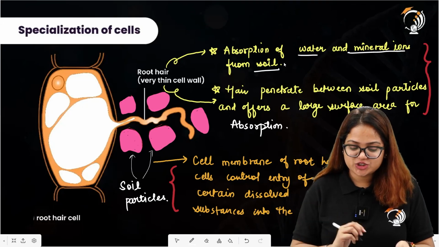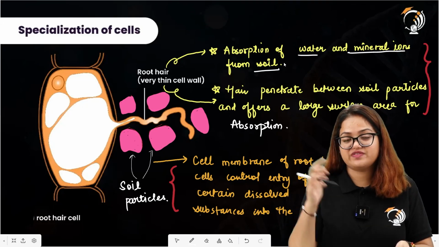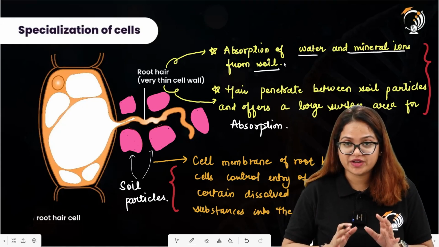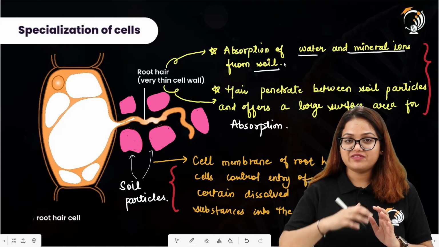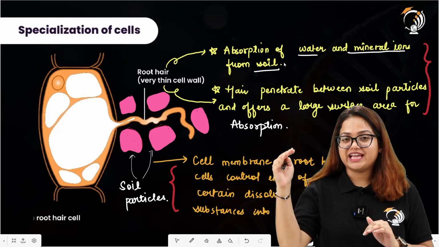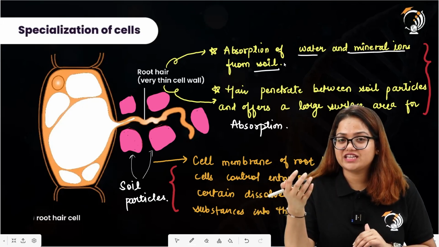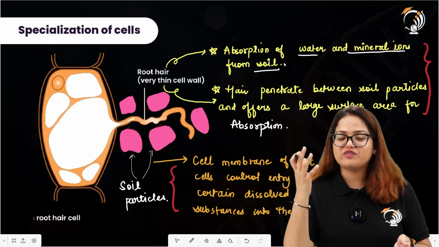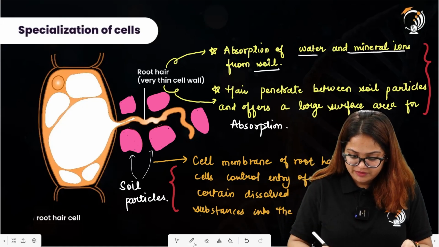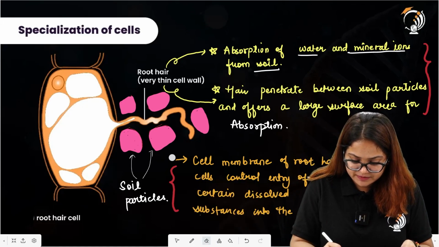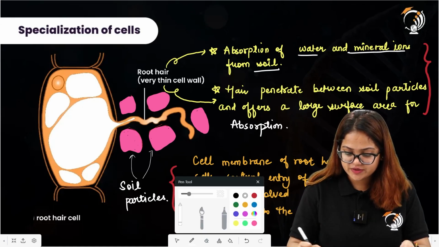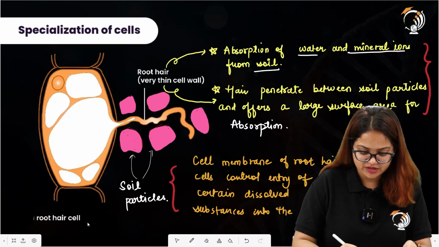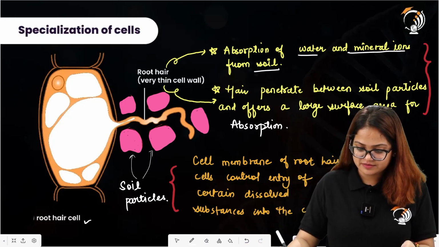They extend between the soil particles and offer a large surface area for absorption. So why is this hair-like structure present in the root hair cell? Basically, if they extend the structure, they will extend the surface area. The more the surface area, the more will be absorption of mineral ions and the water from the soil. So this is the function of root hair cell. Then we have the cell membrane structure here. So cell membrane of root hair cell controls entry of certain dissolved substances into the cell. All right, we have the root hair cell as the specialized cell.